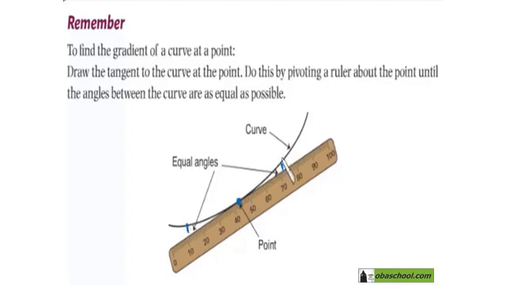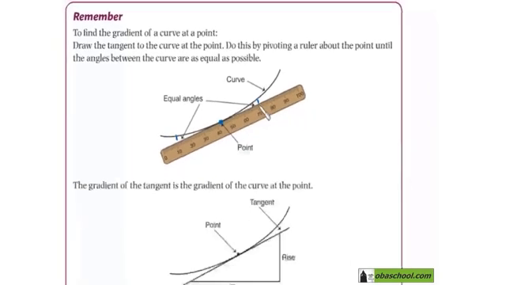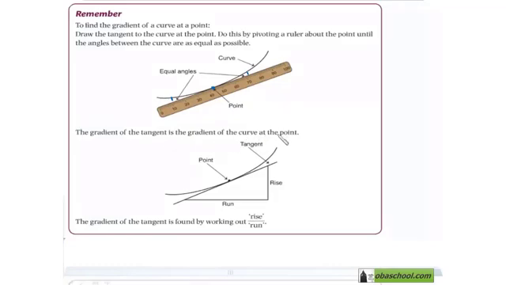Now after pivoting the ruler, you will be able to calculate the rise, the run, and the gradient. The gradient of the tangent is the gradient of the curve at that specific point. So it is, let's just say, the point where the skater was. So from there on, we can determine rise and run. After calculating rise and run, the gradient of the tangent is found by working out rise and run. So this is basically how we can work with rise and run to determine the gradient. So if you would have applied the same example on the skater person, you would have found his or her gradient.